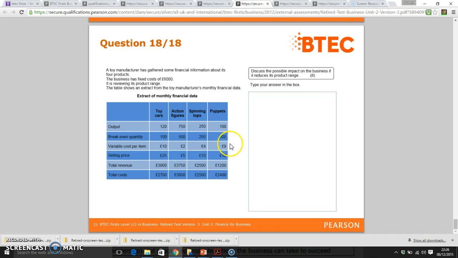So we could say here to start thinking about trying to, these variable costs per item, can we start to bring them down, which would ultimately make the business more profitable? I think this is a really tough question, and if you spotted some stuff in this, anything at all, I think you've done really well.